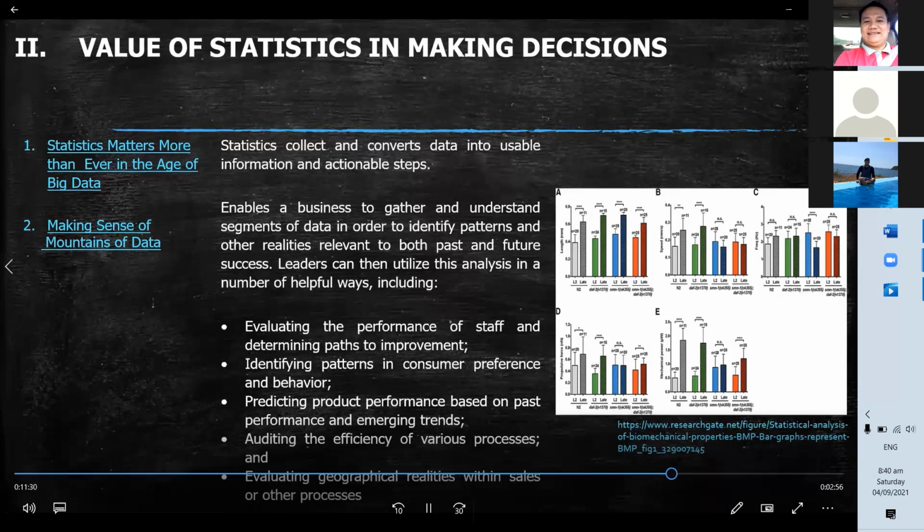Statistical analysis enables a business to gather and understand segments of data in order to identify patterns and other realities relevant to both past and future success. Leaders can then utilize this analysis in a number of helpful ways, including evaluating the performance of staff and determining paths to improvement, identifying patterns in consumer preference and behavior, predicting product performance based on past performance and emerging trends, auditing the efficiency of various processes, and evaluating geographical realities within sales or other processes.